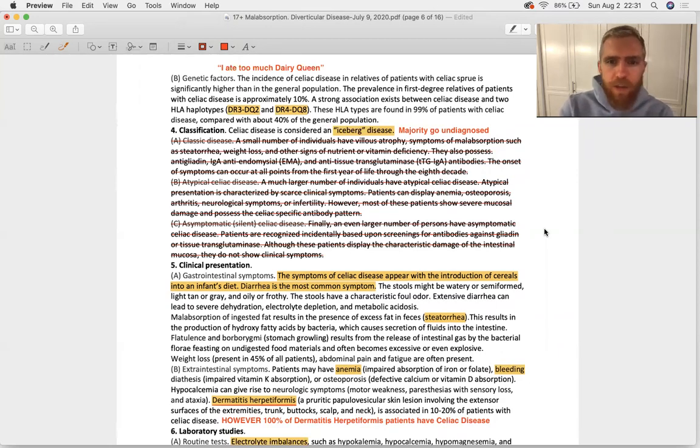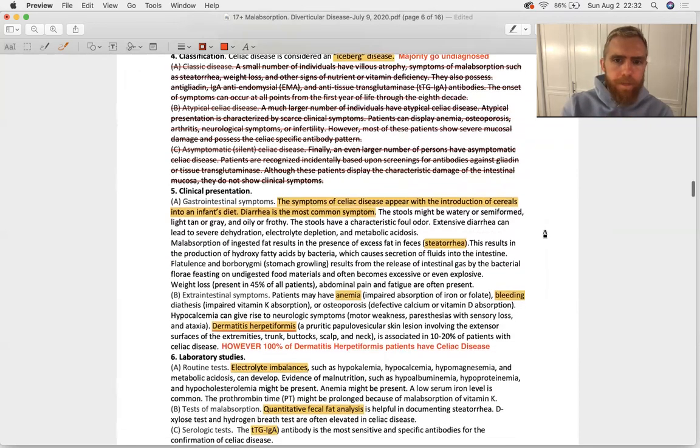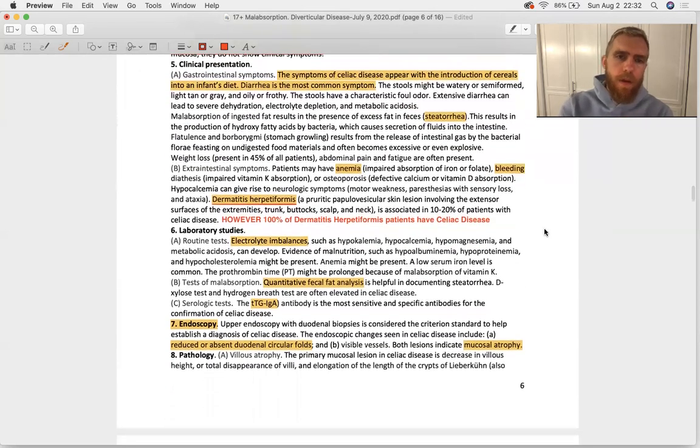So celiac disease is an iceberg disease. And when we say that, we're referring to the epidemiology of the disease, the mapping out of it. The majority of people with celiac do go undiagnosed. How does celiac present? Well, symptoms common of malabsorptive disorders, diarrhea, steatorrhea, but particular to celiac is that symptoms present around the introduction of grains, breads, and cereals into the diet.